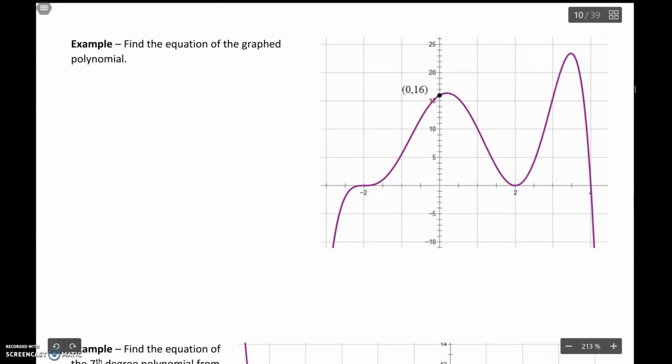The second type of problem is finding the equation from the given graph. So I can see the graph here. It says find the equation of the graphed polynomial. So first of all, I see 1, 2, 3 x-intercepts.